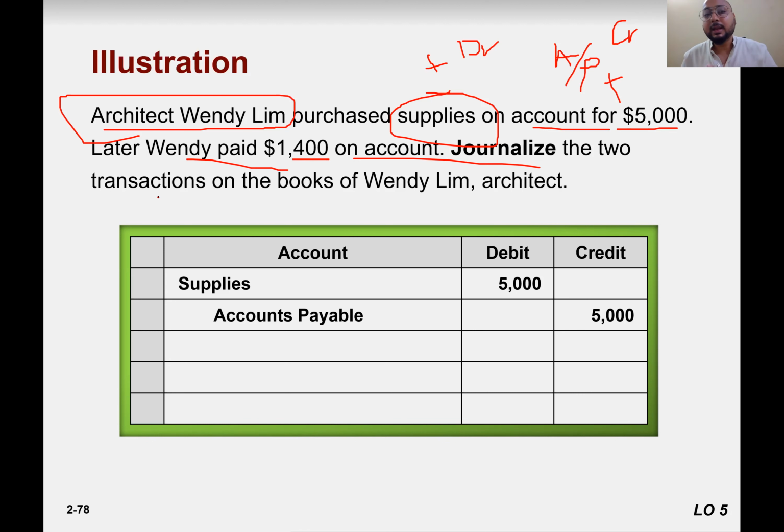Okay. Now later, Wendy paid 1,400 on account. So paid 1,400, which means cash is going to be included. And since cash is paid, to whom do we pay? We pay to accounts payable. So you tell me, when cash is paid, cash is negative. Accounts payable is also negative, because we pay to our suppliers.